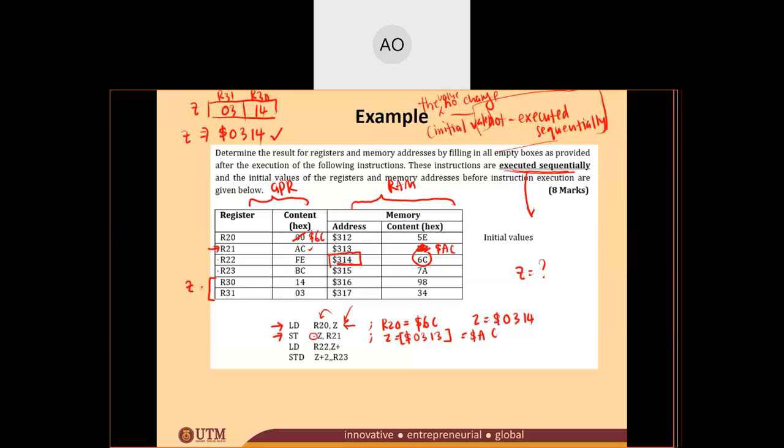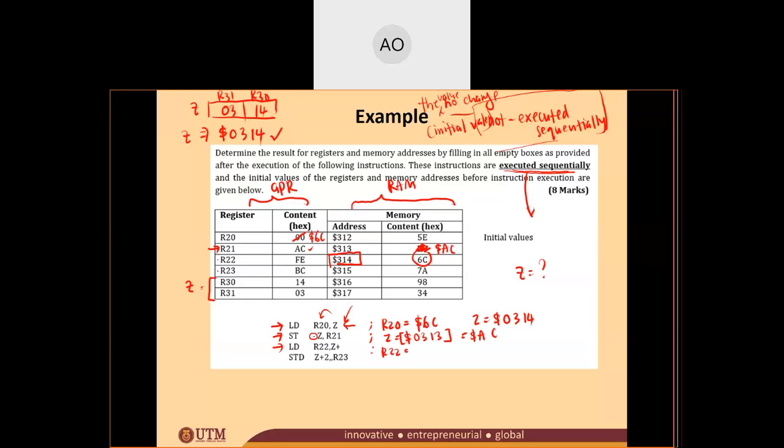Okay, next. What are you going to do? Okay, next we go to the next instruction. Okay, LD R22, Z plus. So what happened? What are you going to do there? Here, you're going to load the data from address pointed by Z to the R22, and then after that, you increase your pointer register by 1. So R22.